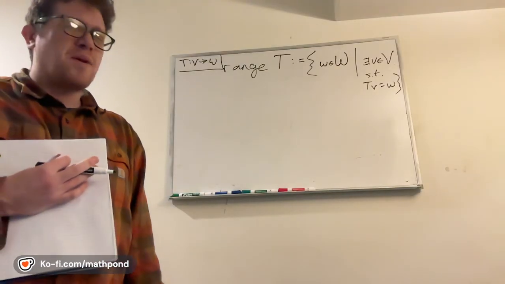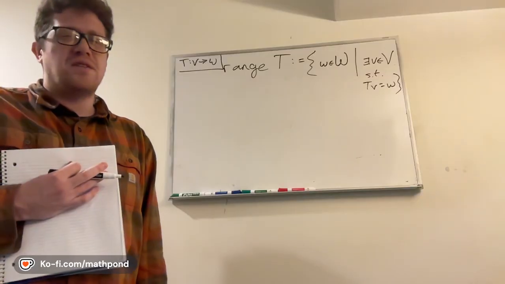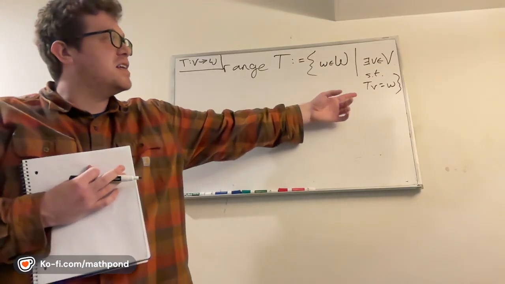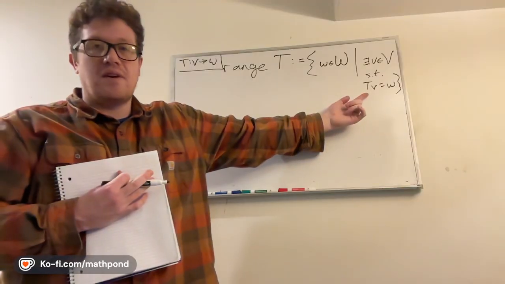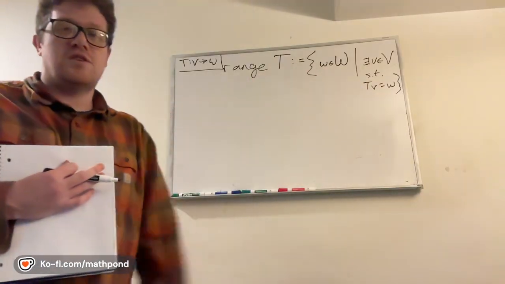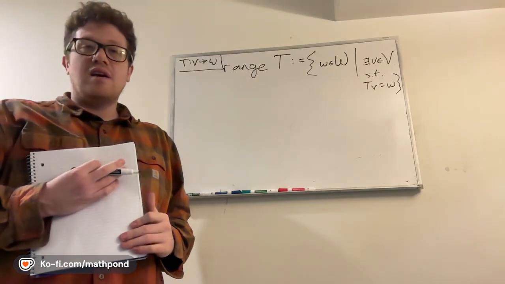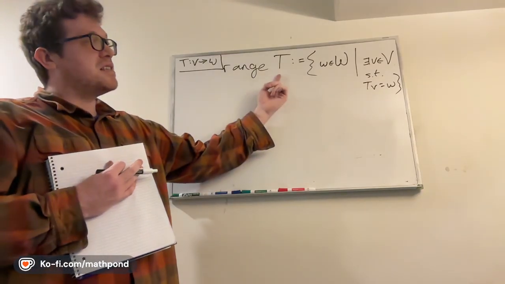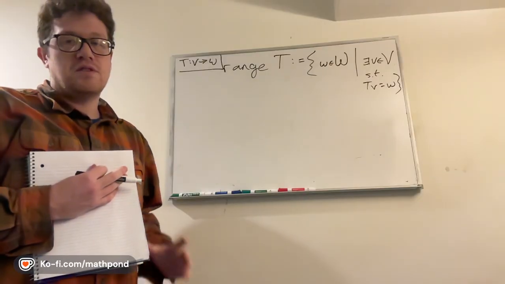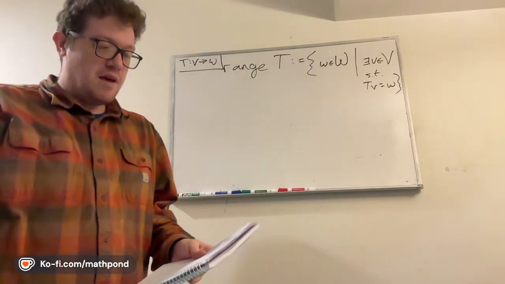I think you could probably even define range just for a regular function, right? It's just whatever things are hit in the image. So there's nothing here about linearity, right? We're just saying it's all the w's where something maps to w. It's just the fact that if T is linear, then this range becomes a subspace of W. So that's the important factor here.